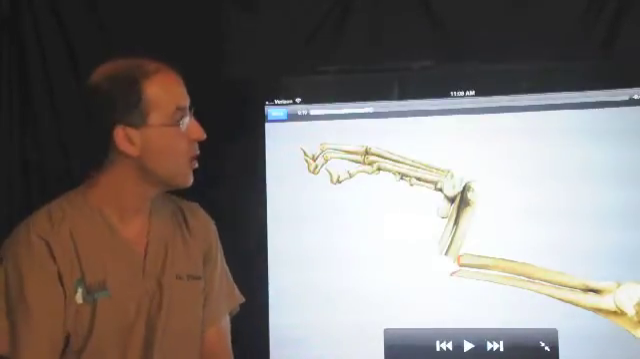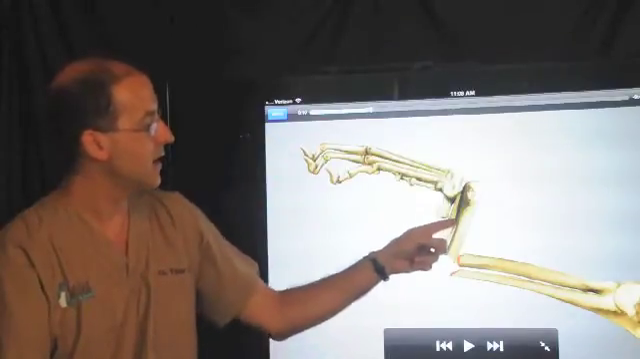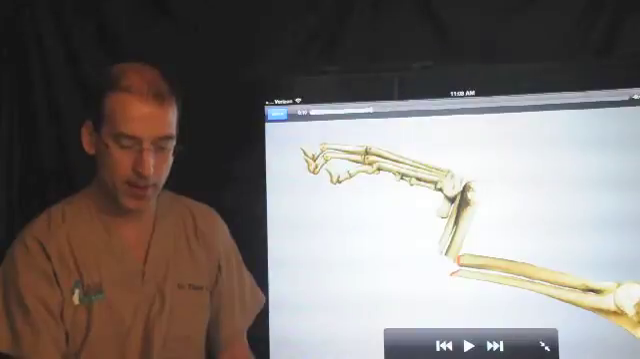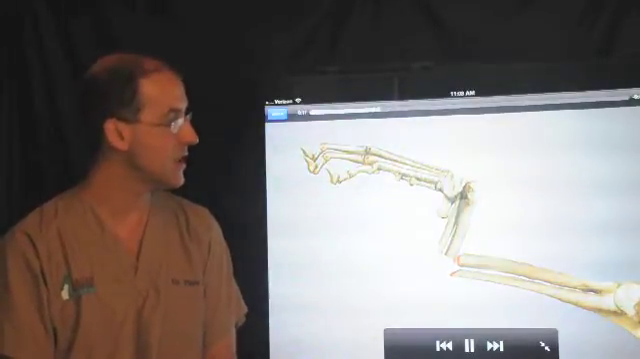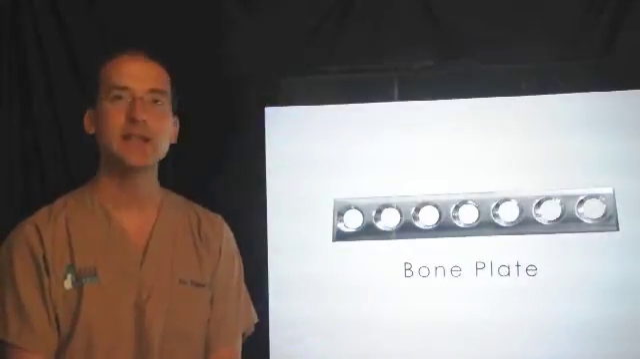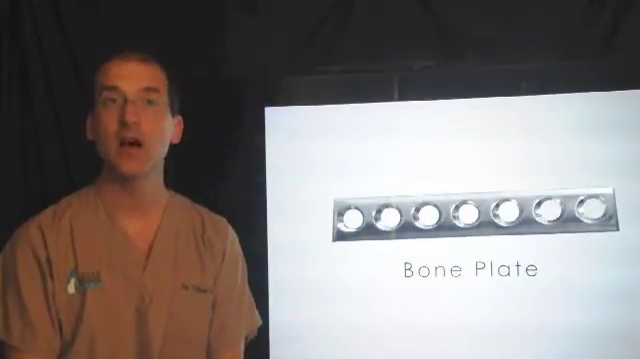So let's get started. What we're looking at here is the radius, the bone on top, and that's the ulna. I'm going to hit play, and then I'll just pause this at certain steps along the way. So the bone plate is made out of stainless steel.